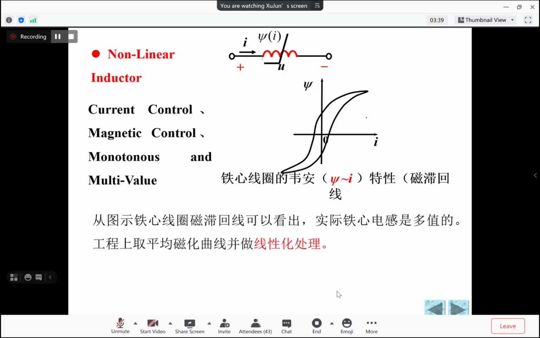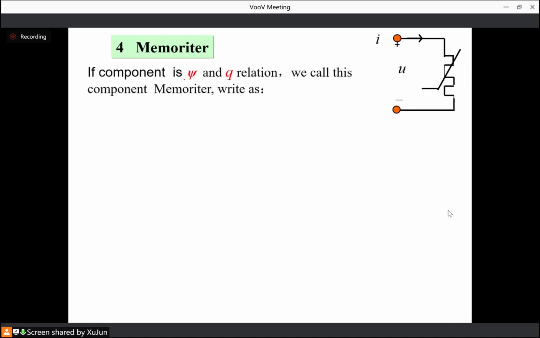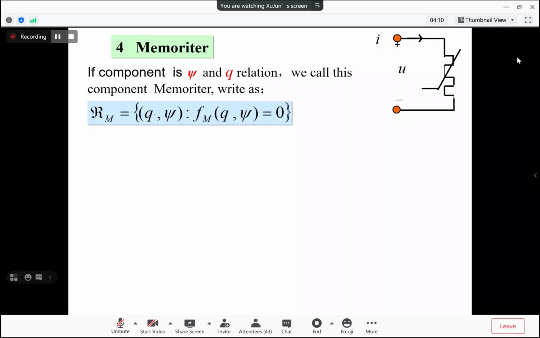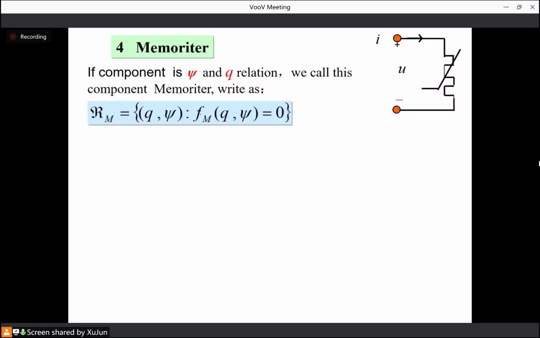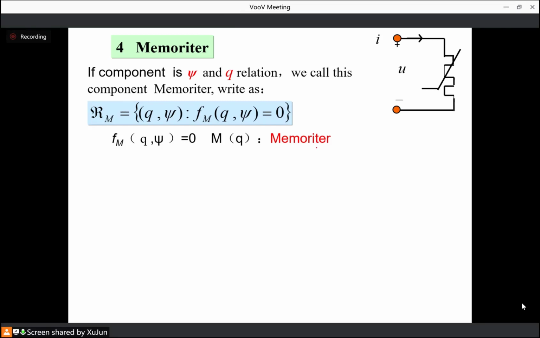Psi-I relation. Okay, the emphasis is the memristor. We use this symbol to express the memristor. If a component is defined by the psi-Q relation, we call this component a memristor. The memristor is defined by the psi-Q relation, f(psi, Q) equals 0.